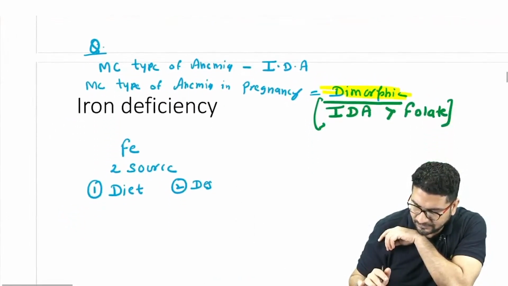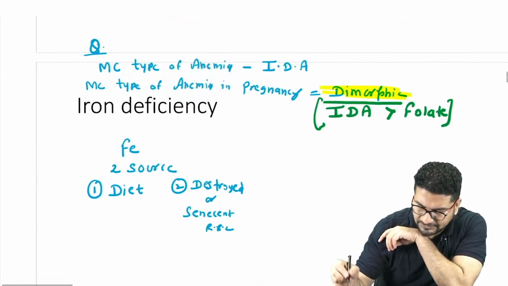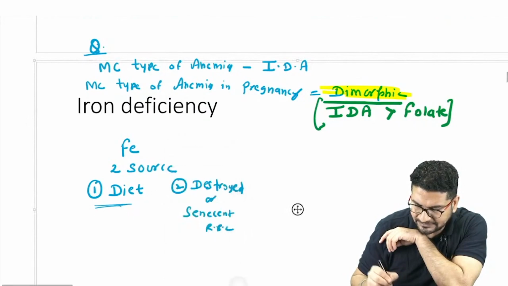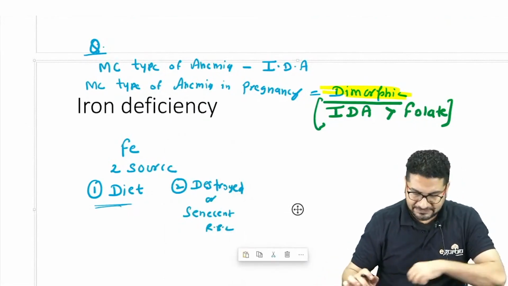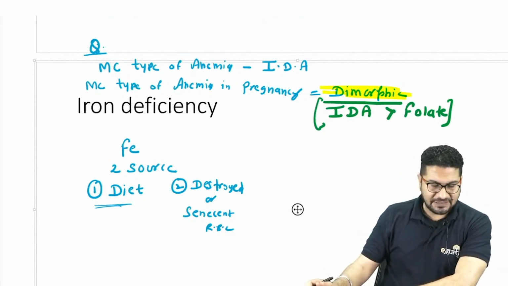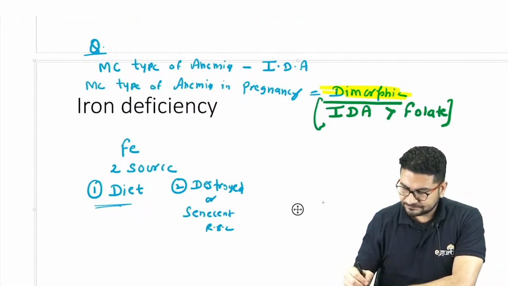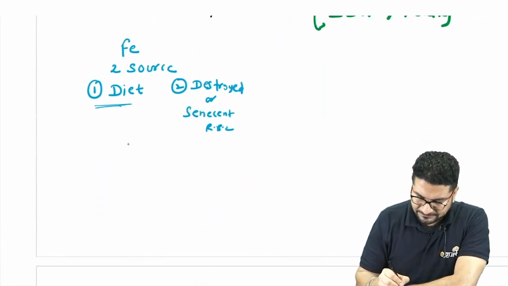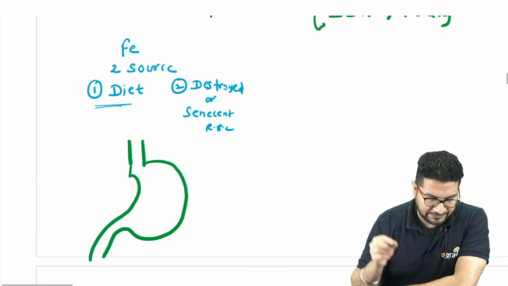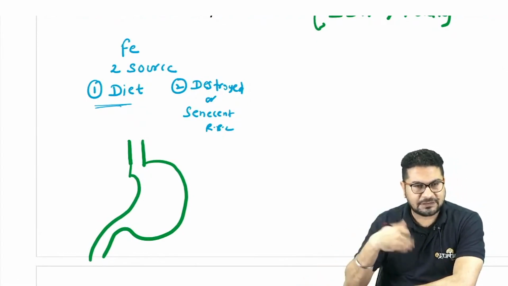Senescent or destroyed RBCs. So understand, the body can have two sources of iron. What are these two sources? One is your diet, second is your destroyed or senescent RBCs. If I say these senescent or destroyed RBCs are going into your stomach or your GI tract, then if I draw an image here, this iron is going into your stomach.